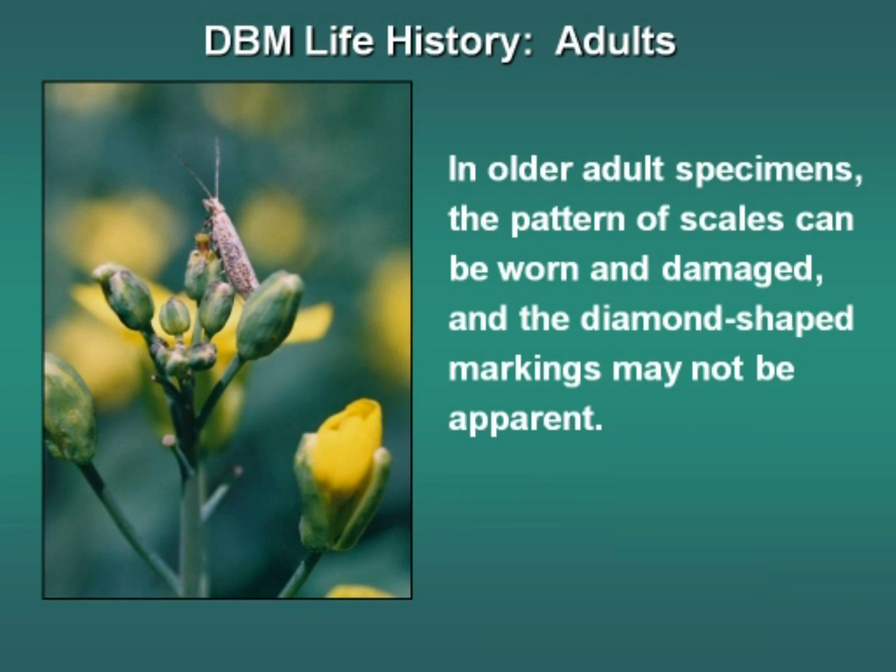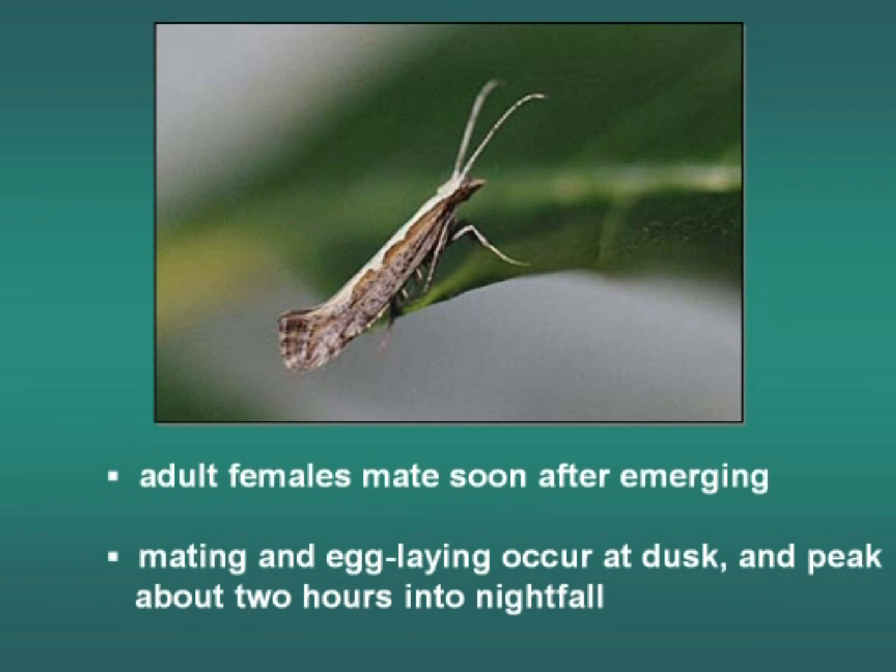That beautiful pattern of diamond-shaped scales isn't always apparent, though. In this particular diamondback adult that I photographed in a canola field recently, it has obviously been around for several days because its wing pattern is more or less worn off. Its wings are rather tattered at the bottom, and so it can be difficult to identify as an adult, as an actual diamondback moth adult.